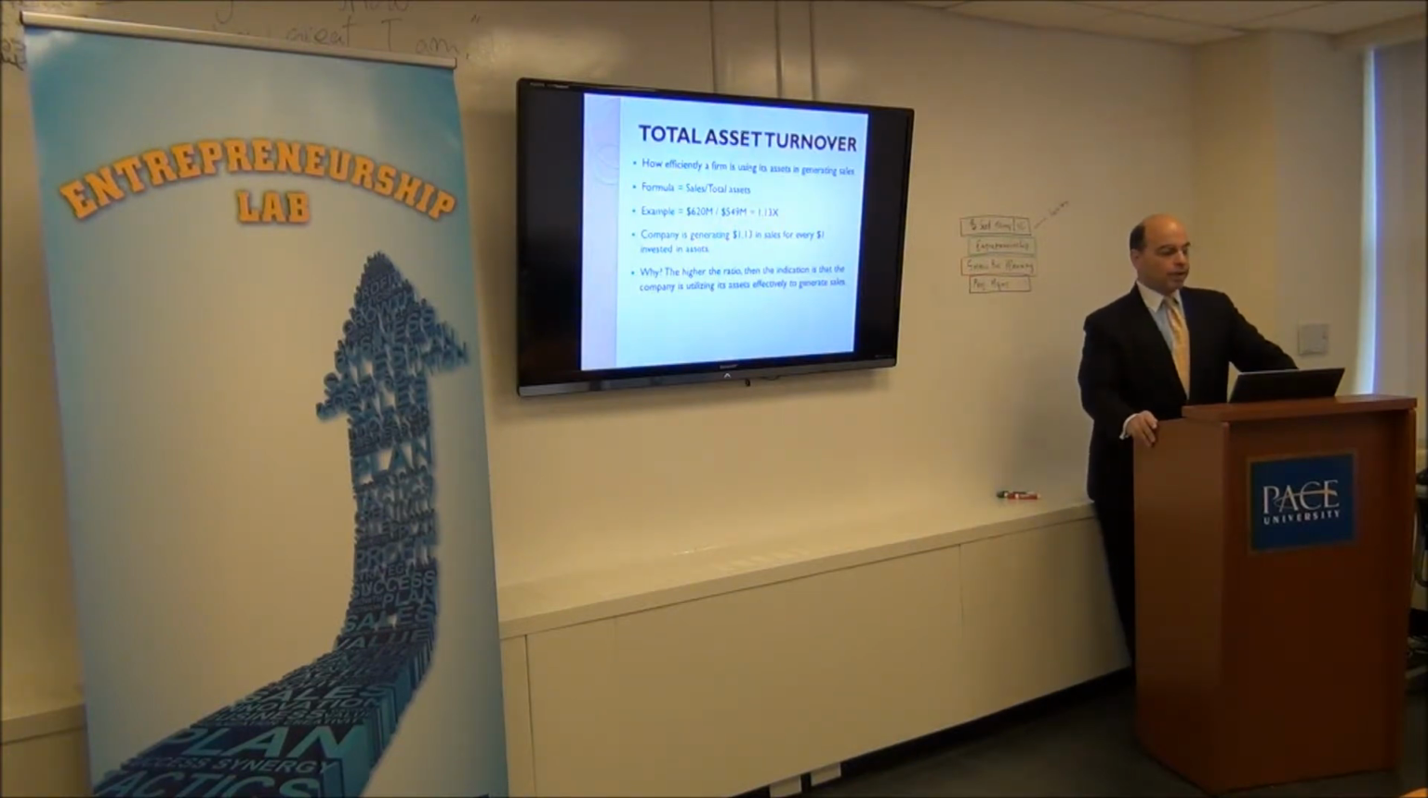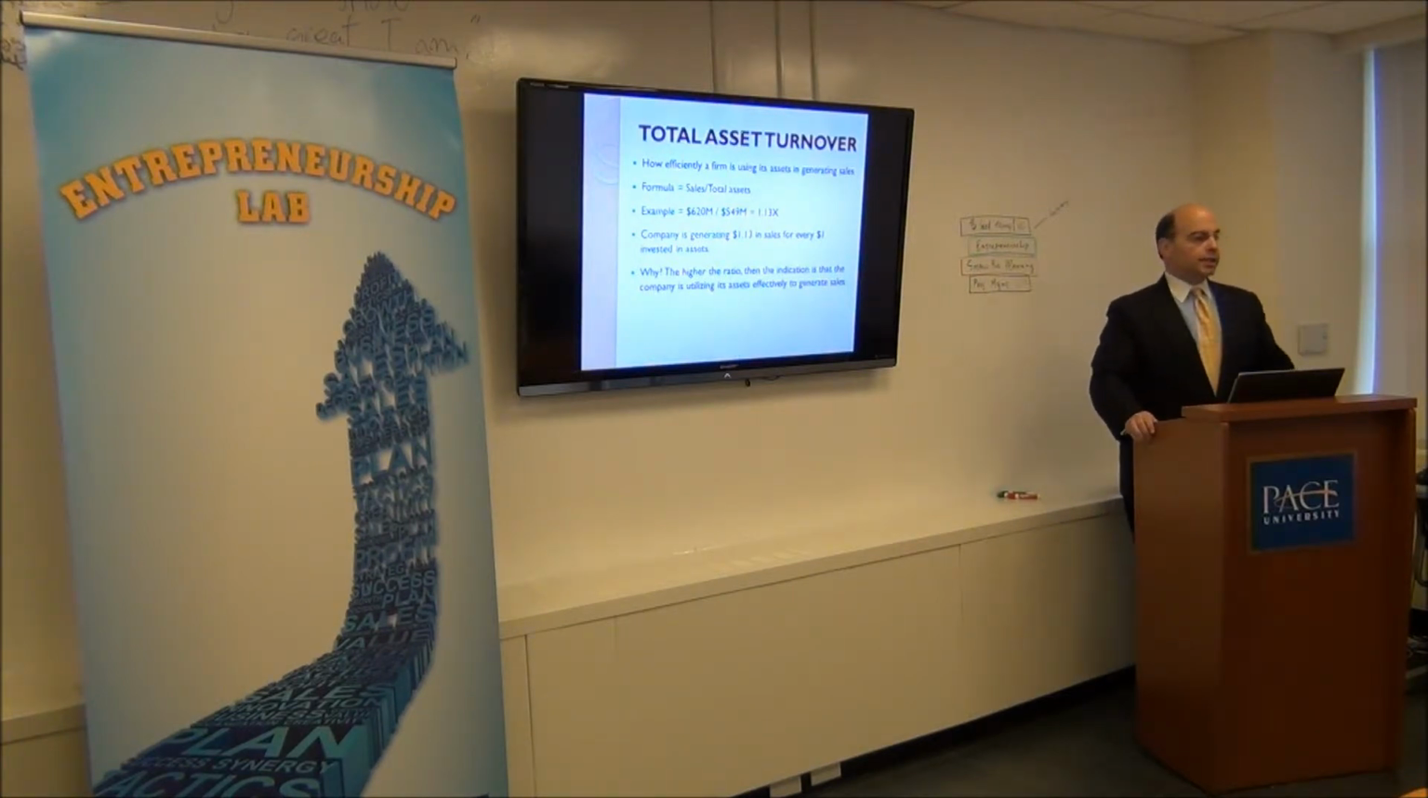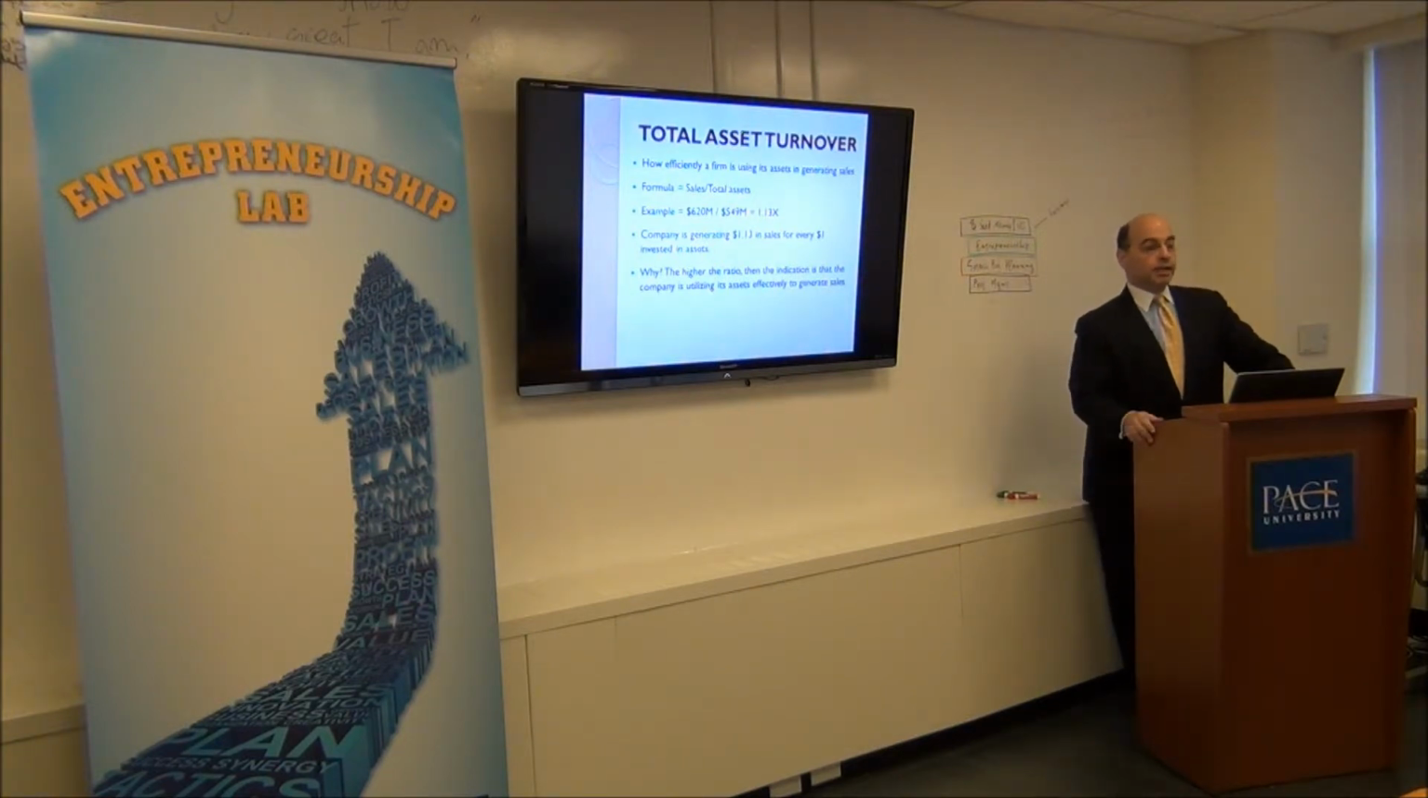Another ratio, total asset turnover. Again, it's how efficiently the company is using its assets to generate sales. At a high level, it's about profitability. How do we get that profit? We get that profit through operating profit, through generating sales. I have these assets, I put them to use.